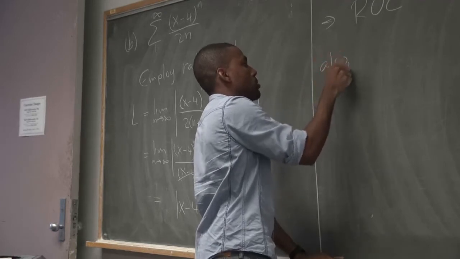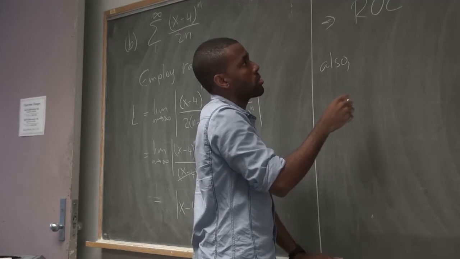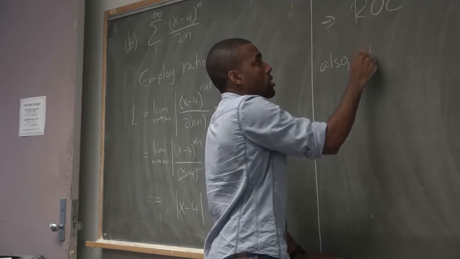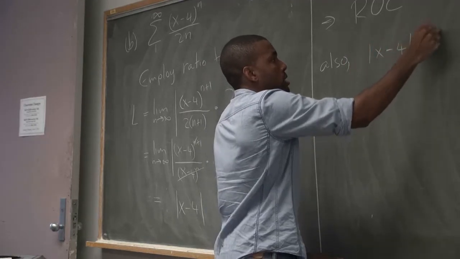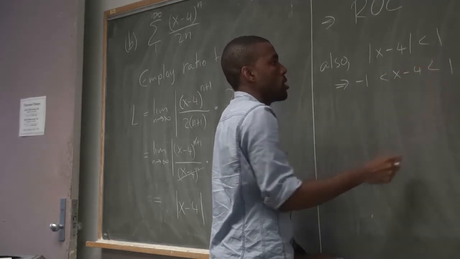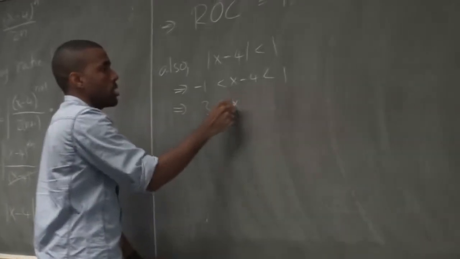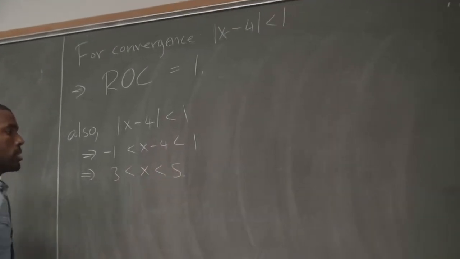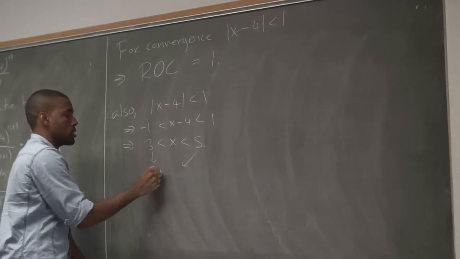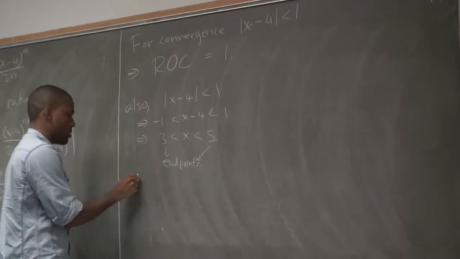Also, I'd be able to say |x minus 4| less than 1 implies that minus 1 is less than x minus 4, which is less than 1. So I can add 4 to both sides. Here I get 3, here I get 5, right? So 3 and 5 are the endpoints. Test endpoints.